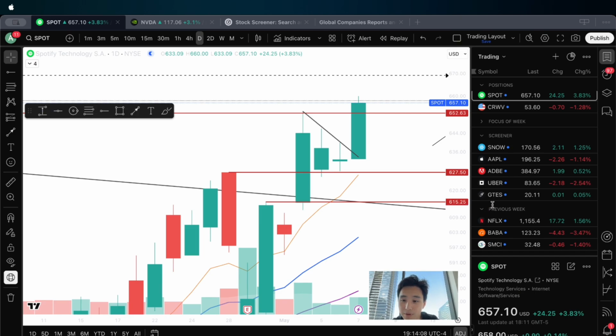Yeah, I think it could continue to run. It depends. We'll have to see how it plays out tomorrow. But if this gap up holds, that's really nice.